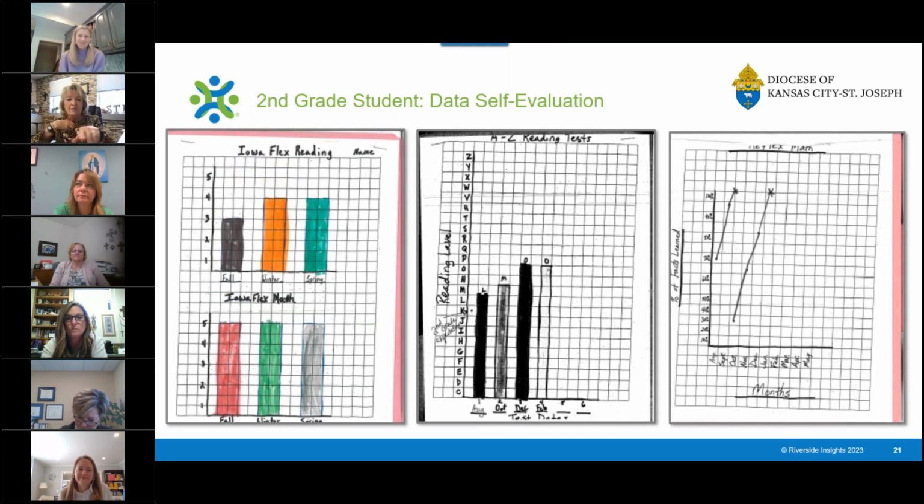So, hey, thanks. All right, so this is a student who has done very well. He's in second grade, but they keep track of their own data. So they do the Iowa Flex testing, and you can see he showed his reading scores and where he started out in the fall, and then in the winter, and then in the spring. His math scores, he was at a 5 to start out with.